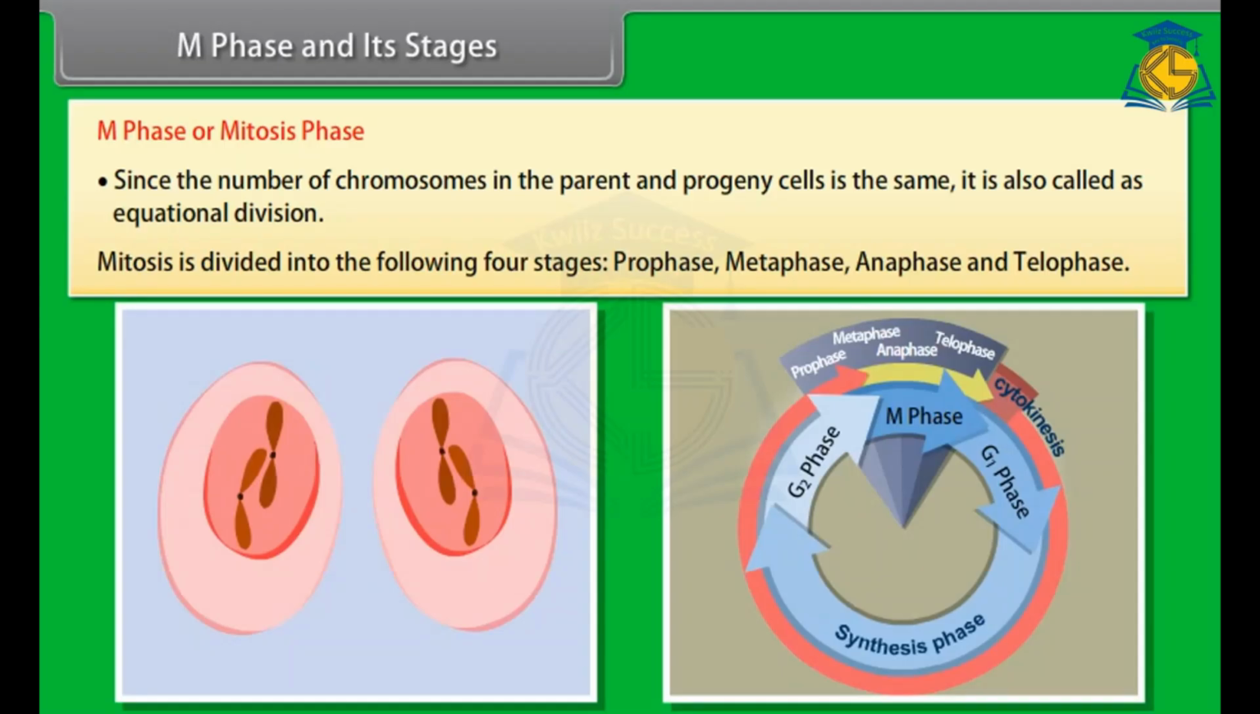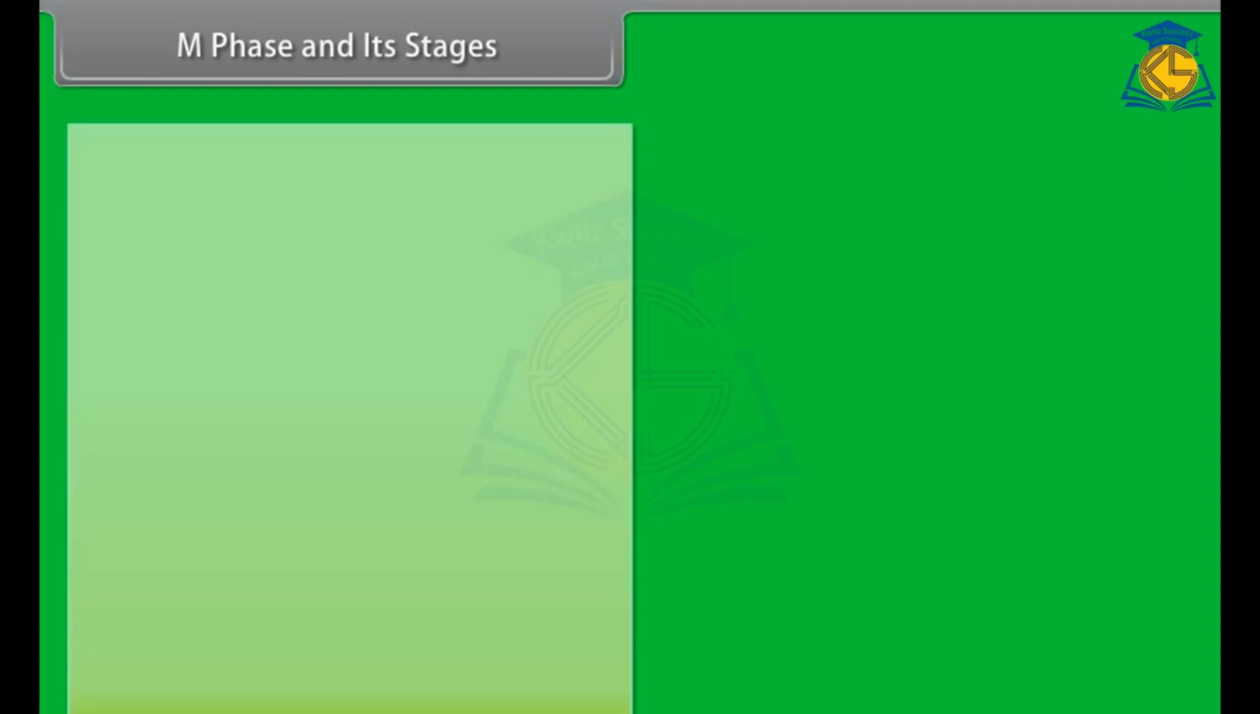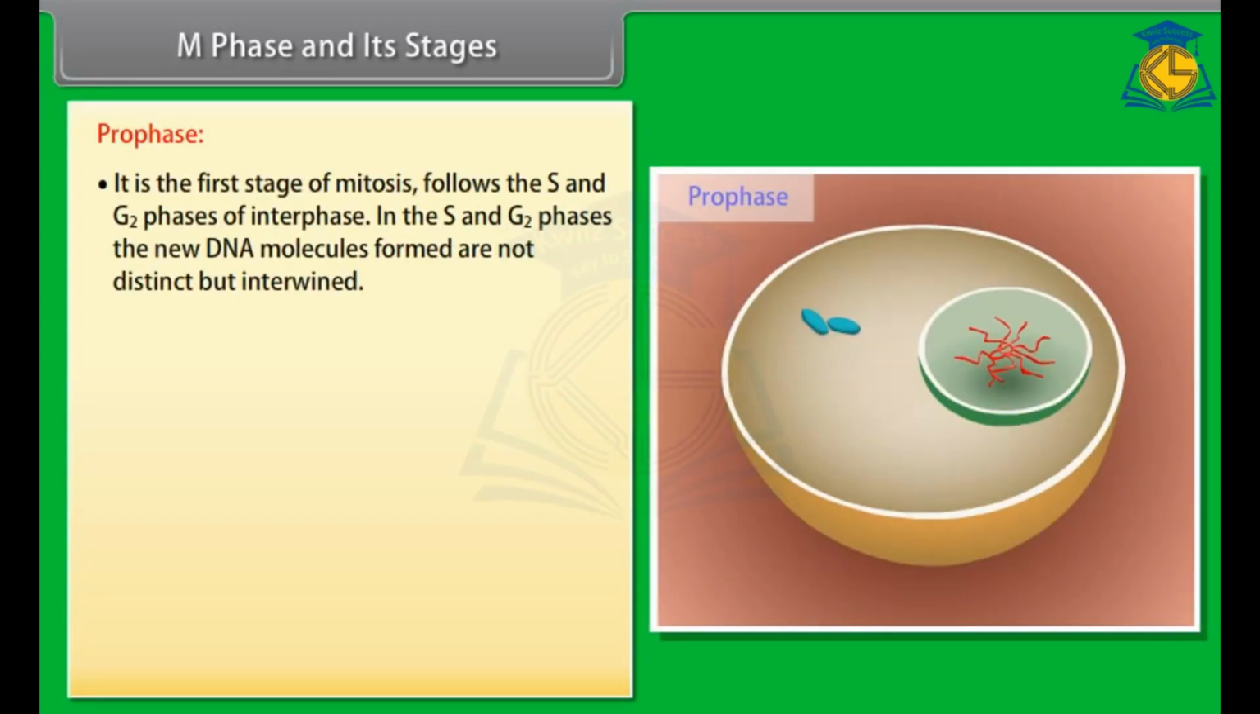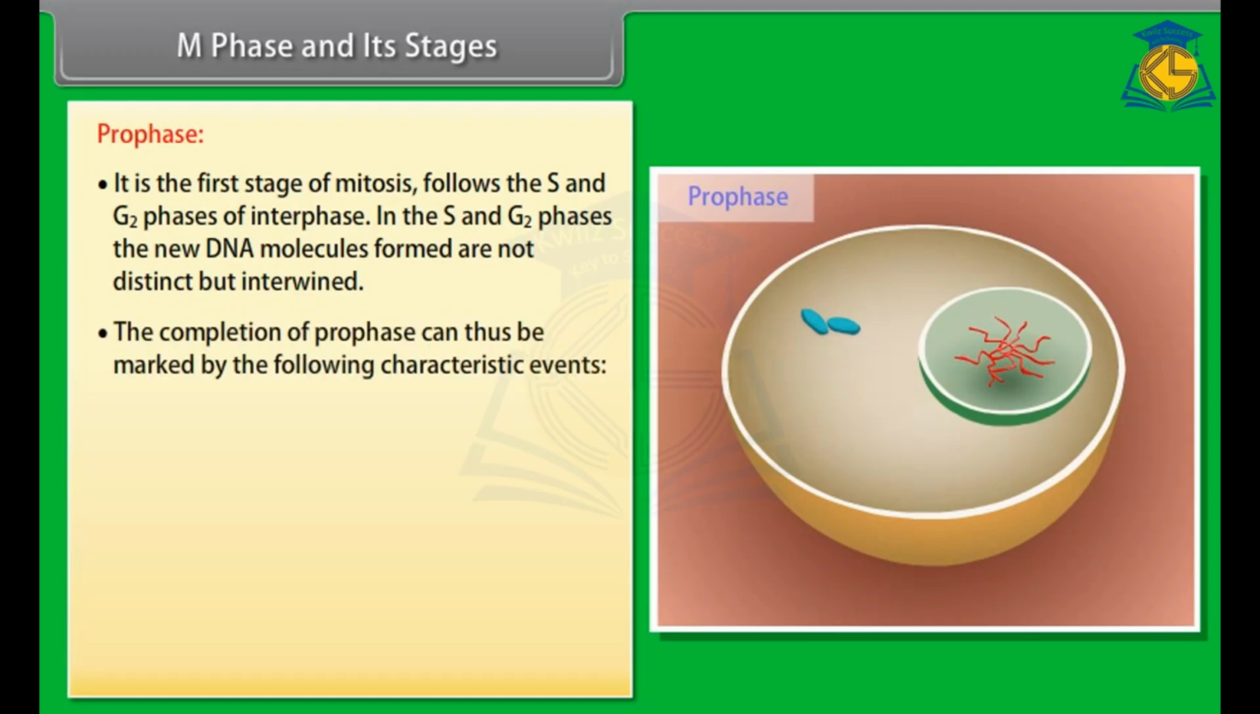Let us know them in detail. First stage of mitosis is prophase. It follows the S and G2 phases of interphase. In the S and G2 phases, the new DNA molecules formed are not distinct but intertwined. The completion of prophase can thus be marked by the following characteristic events.